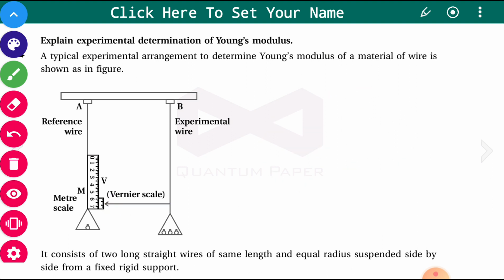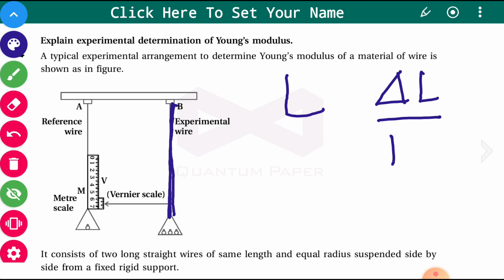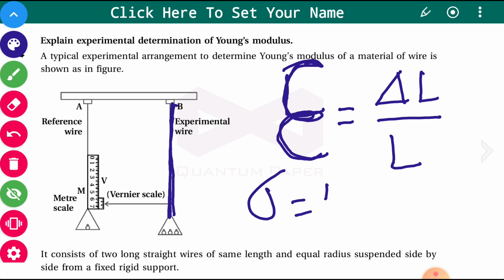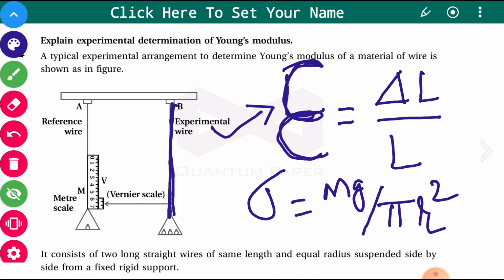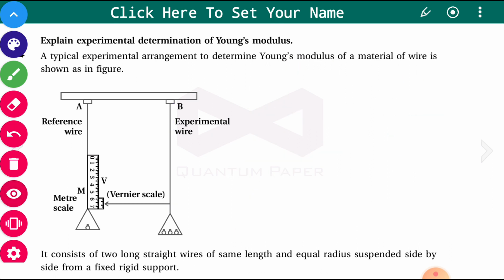The initial length of this wire is given, or before starting the experiment note down the initial length of this wire. So the initial length is also with you. Delta L, the change in length, upon the original length will give you epsilon. Epsilon means the strain, that is, the longitudinal strain, will be obtained by you. Now you have sigma, that is mg upon pi r square, and you have this value of epsilon. Stress upon strain, sigma upon epsilon, will give you the Young's modulus.